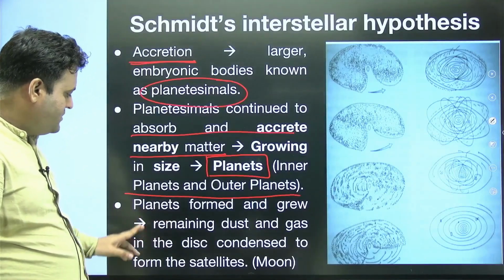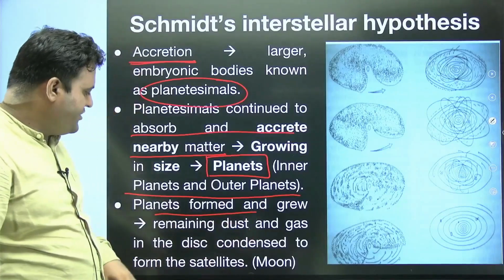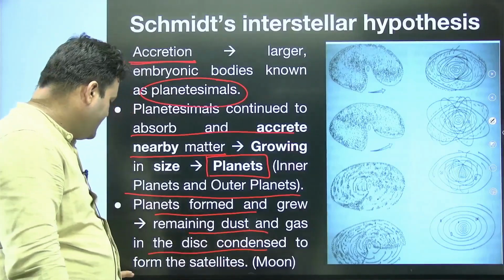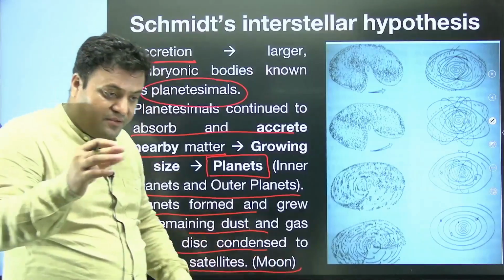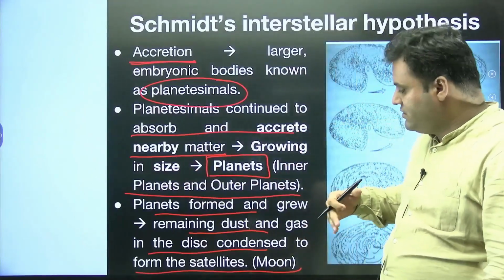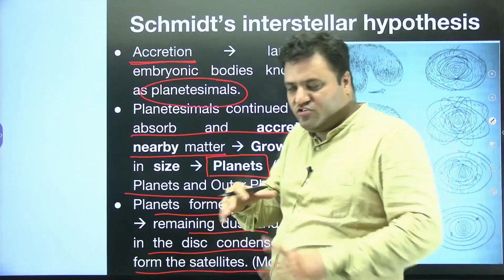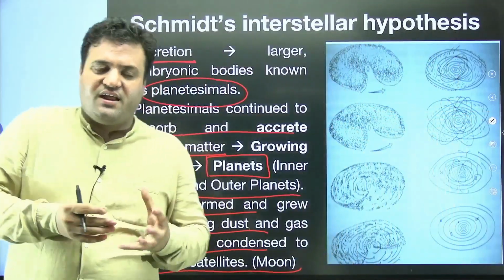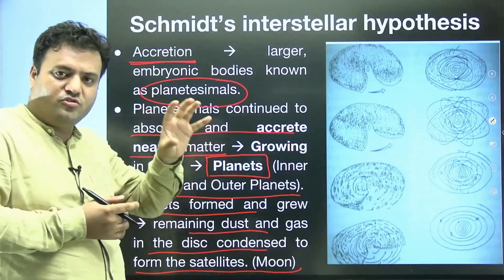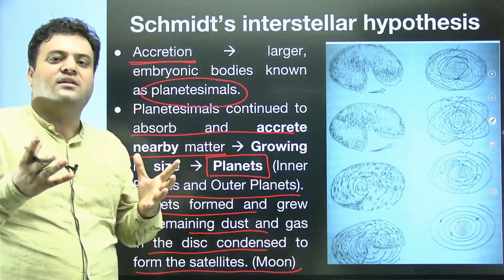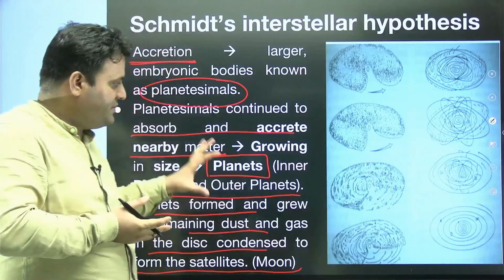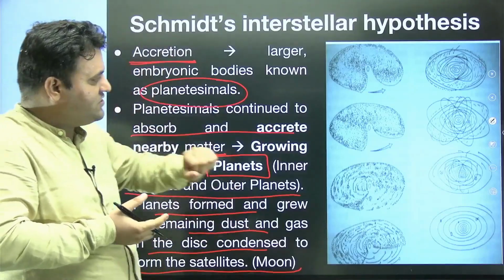So planets formed, they grew continuously, and then the dust and gas further condensed, and the particles which were left, the small rock blobs, actually became the satellites of the planets. So around the bigger planets we have some smaller planetesimals, and yes, this theory also justifies how there would have been the natural satellites of the respective planets. That has been justified by Schmidt's interstellar hypothesis.